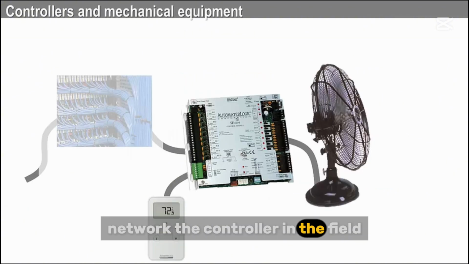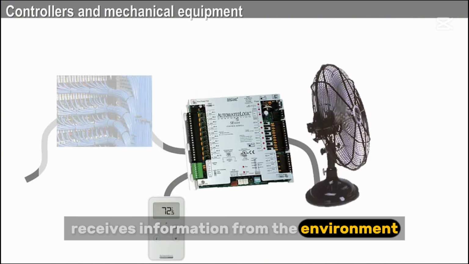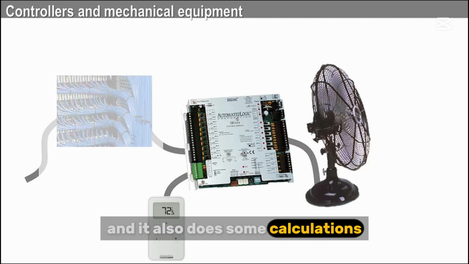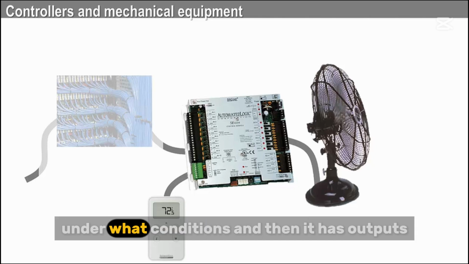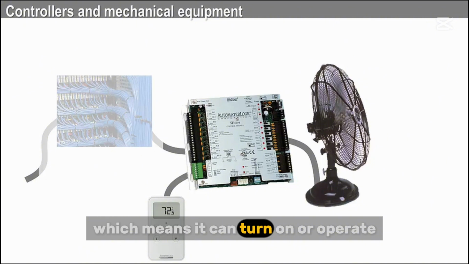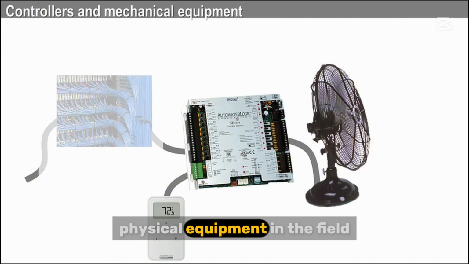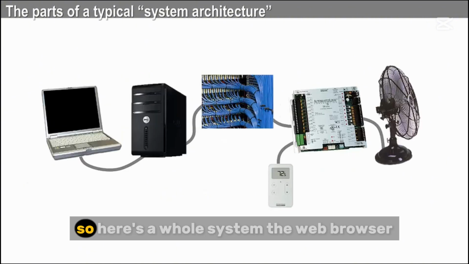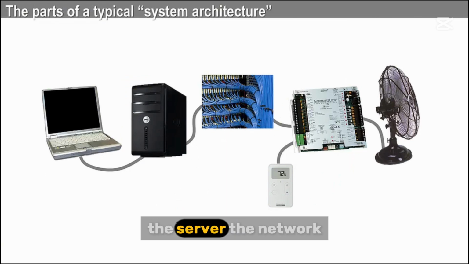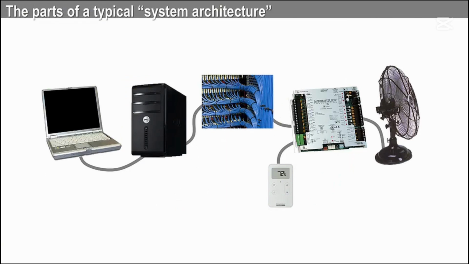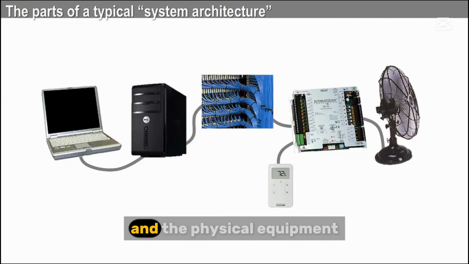The controller in the field receives information from the environment, and it also does some calculations about what it should be doing under what conditions. And then it has outputs, which means it can turn on or operate physical equipment in the field. So here's a whole system: the web browser, the server, the network, the controller and room sensor, and the physical equipment.